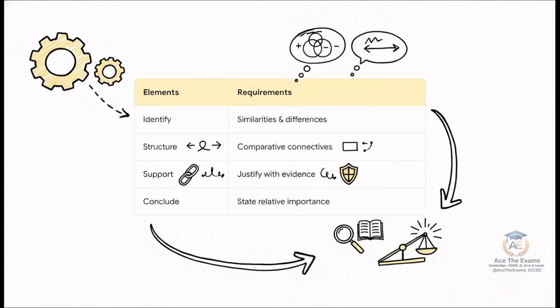This ties directly into the 3 rules that guarantee top marks. Rule 1 is command word decoding. Rule 2 is Peel framework application. And Rule 3 is the time management matrix. You don't spend 10 minutes on a 2-mark question, and you don't write 2 sentences for an 8-mark comparative analysis.